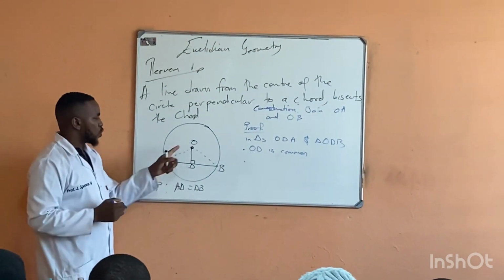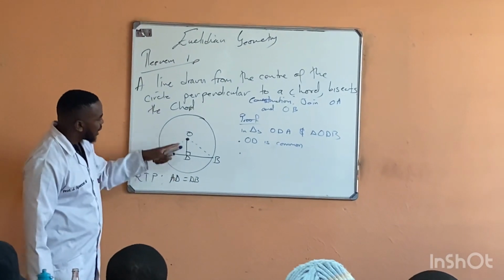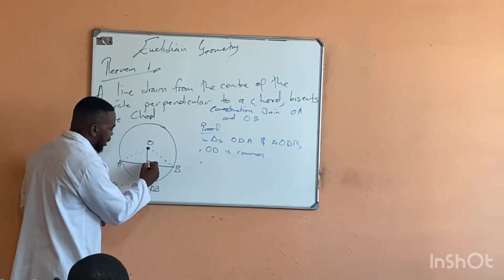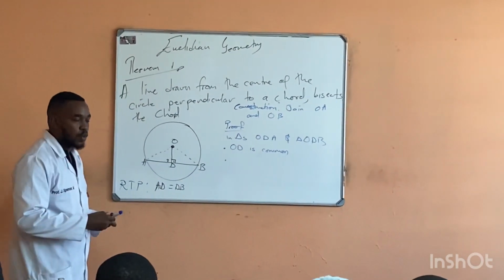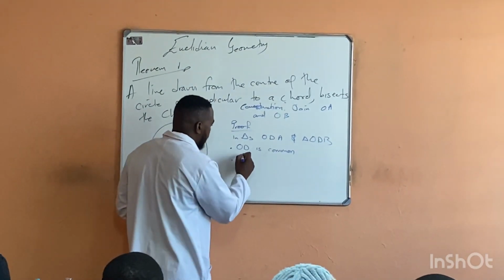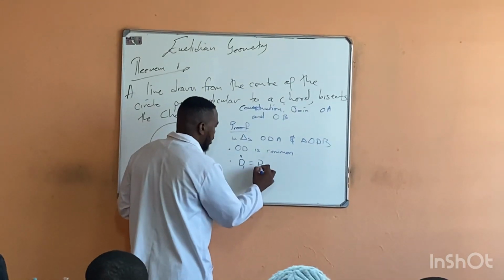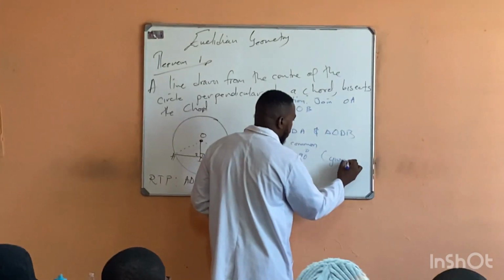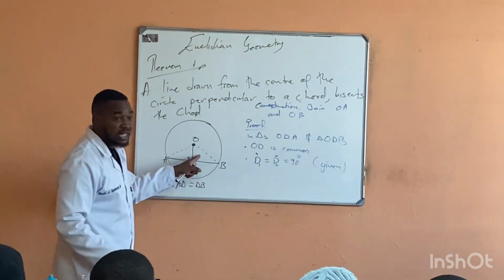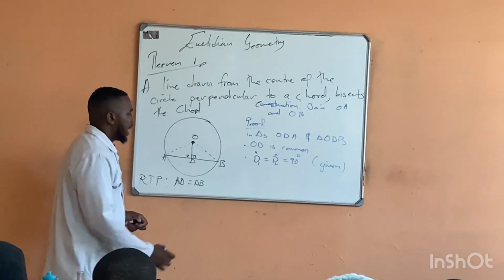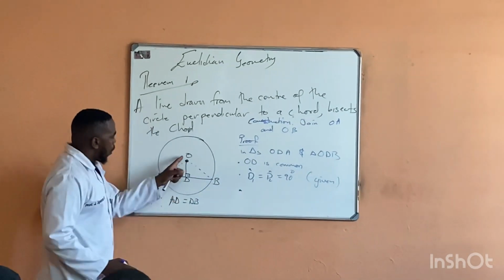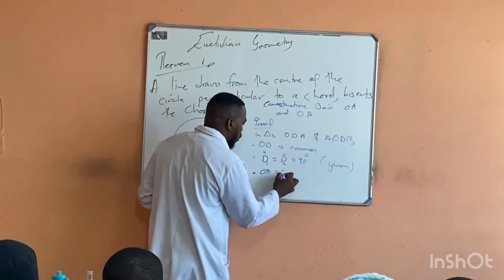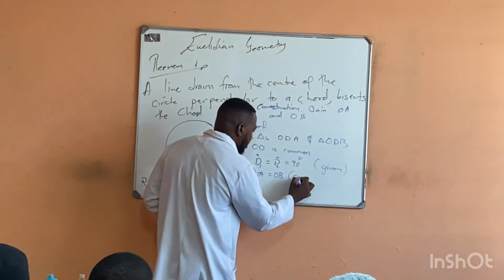Number 2. Now that we drew a line from the center bisecting the chord, we had angle D1, and this one is D2. So angle D1 is equal to angle D2, which is equal to 90 degrees. It was given that angle D1 is 90 degrees. Alright. Then OA is equal to OB, radii.